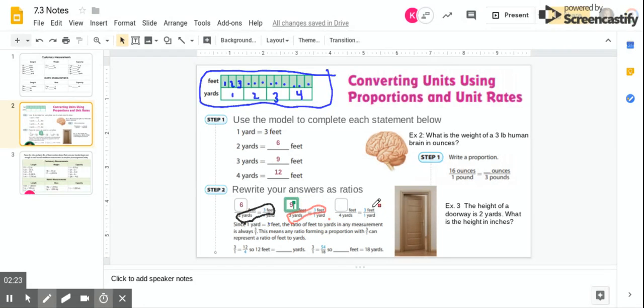And then let's do the last one. How many feet are in 4 yards? So cross multiply. 4 times 3 is 12. 12 divided by 1 is just 12. There we go. So now on the bottom it says, since 1 yard equals 3 feet, the ratio of feet to yards in any measurement is always 3 to 1. This means any ratio forming a proportion with 3 to 1 can represent the ratio of feet to yards. So if we have 3 feet to 1 yard right here, then 12 feet would have to be 4 yards.